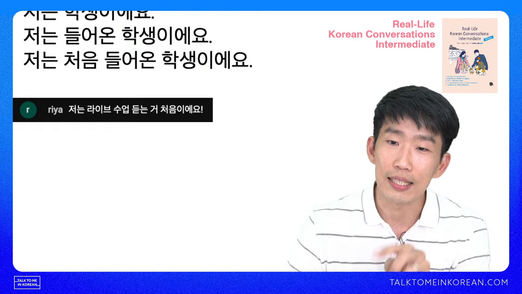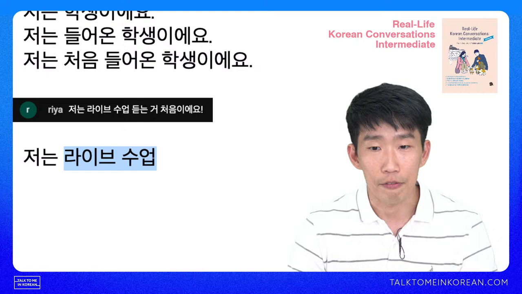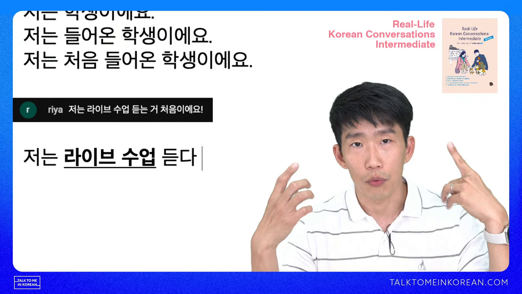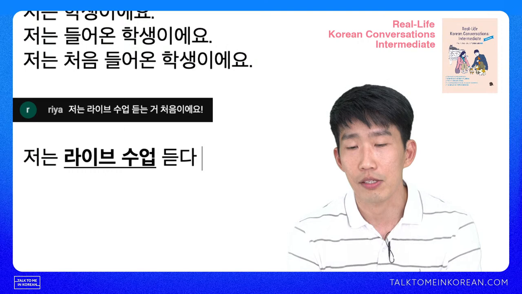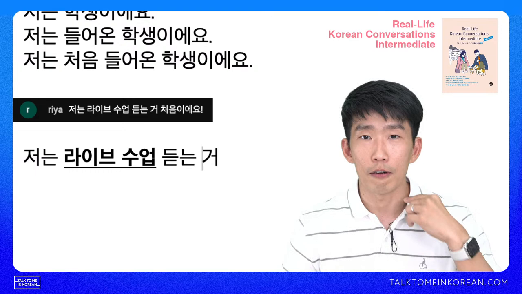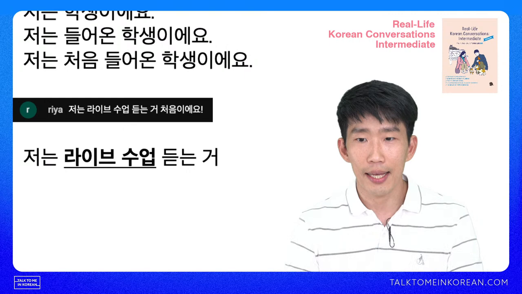저는 라이브 수업. Live 수업 is a live class, right? And 듣다 is to listen or hear. But when you say 수업, class, with the verb 듣다, to listen, you sit through the class, you take a lesson, take a class. So 수업 듣는 거. 듣는 거 is the noun form of the verb 듣다. So 듣는 거 is like the act of taking a class. 처음이에요.